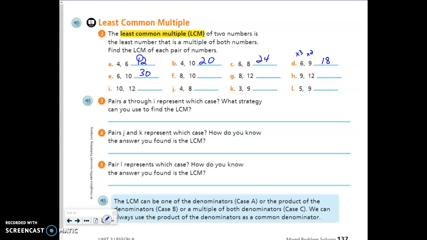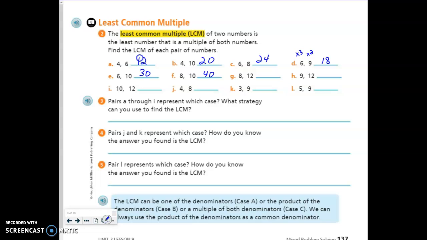How about F? 8 and 10. Same type of thing. I could go with 80, okay, but if I skip count by 8s, I should come across 40 before I get there. 8 times 5 is 40. 4 times 10 is 40. So I could go with 80 for my common denominator, but that makes some really large numbers, guys.